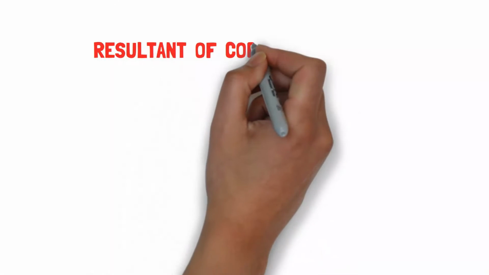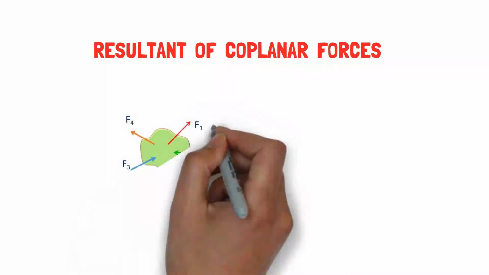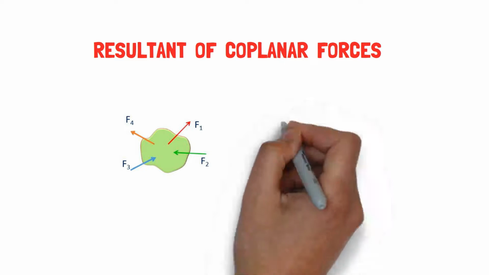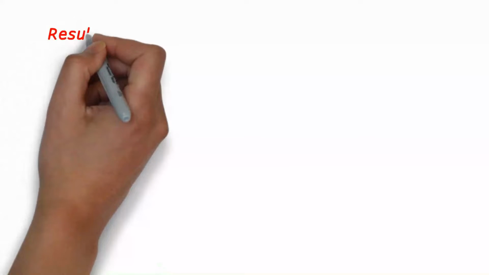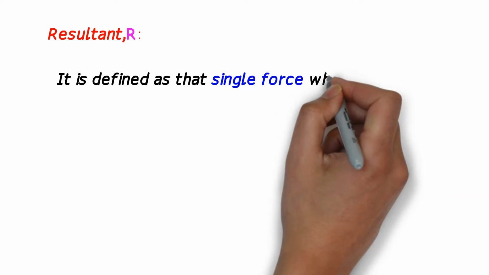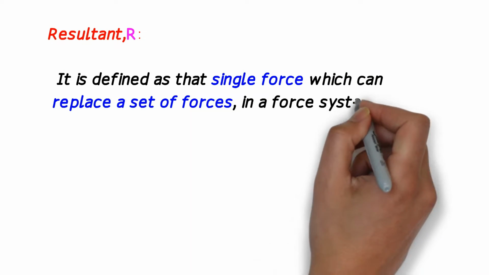Resultant of coplanar forces. When a number of forces act on a body, it is difficult to identify the direction of that body. If these forces are converted into a single force, then we can easily find out the direction and the force with which the body is moving. From this, we can say that a resultant is a single force which can replace a set of forces in a force system and causes the same external effect.